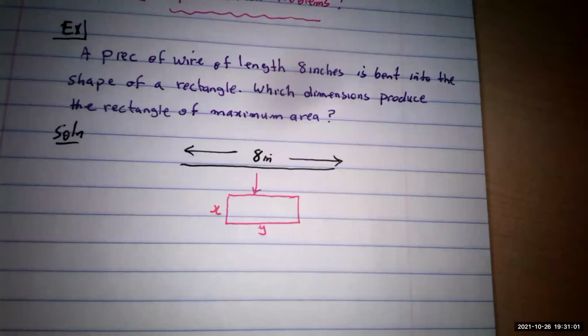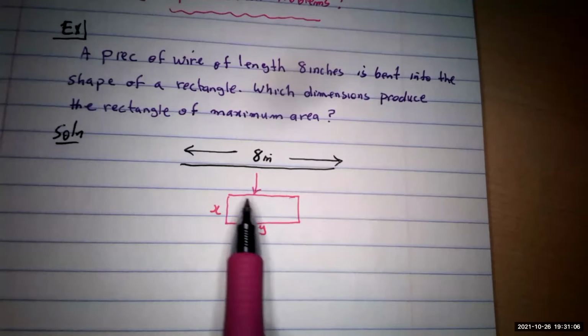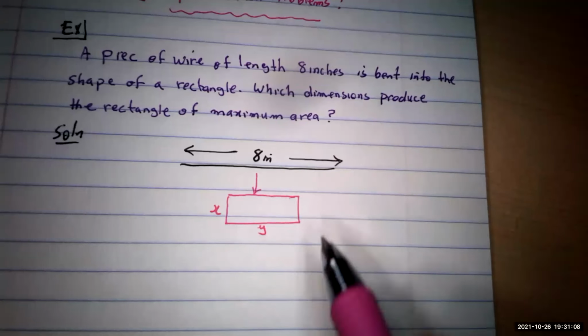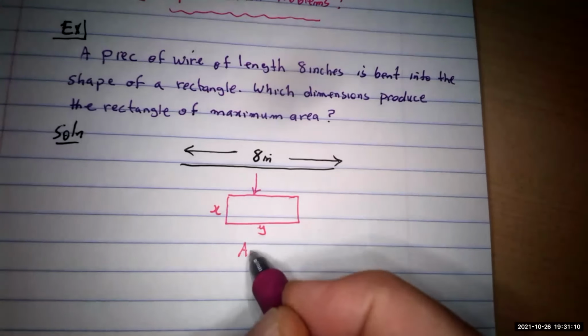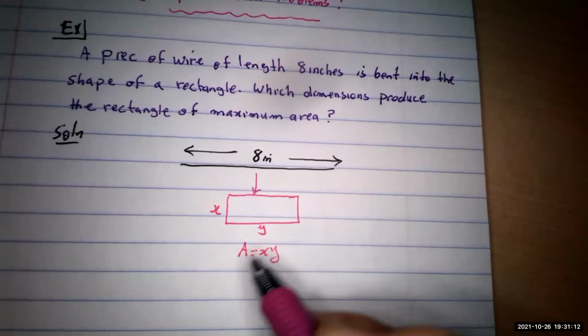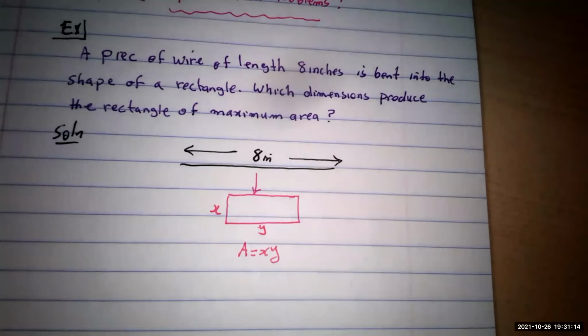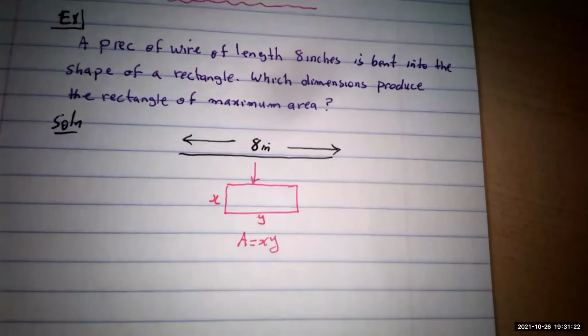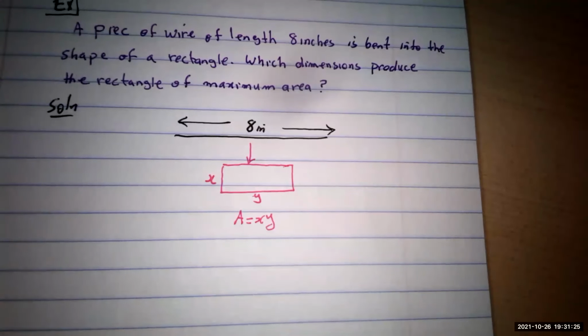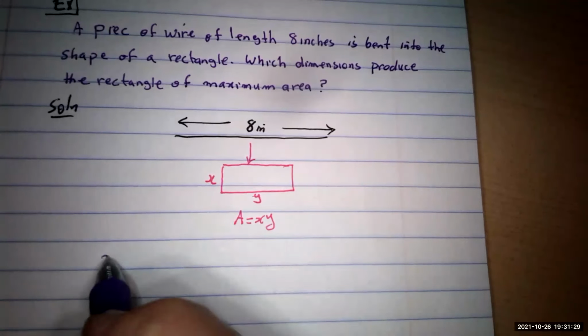Okay, so we want to do it so that the area of the rectangle would be a maximum. You know that the area of the rectangle, you see, the area would be X times Y. So what is going to be the problem? The problem is you want to find the X and the Y so that this quantity over here, X times Y, is going to be a maximum.